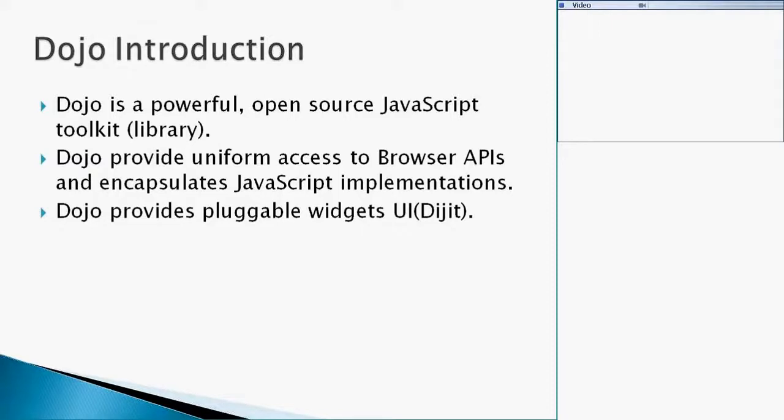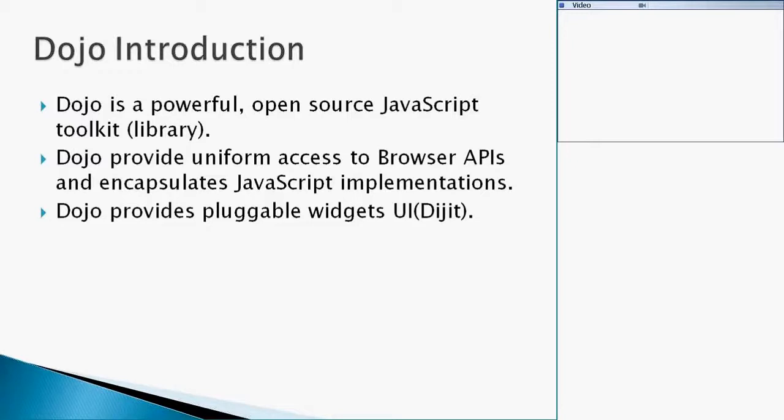Then it provides you uniform access to all browser APIs, because most browsers have different implementations of ECMAScript, which is the standard language for JavaScript. So we call a Dojo function, and Dojo internally takes care of which exact function to call as per the browser. That saves us the headache.